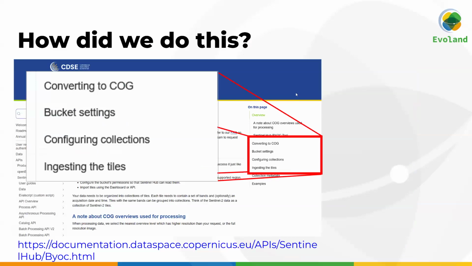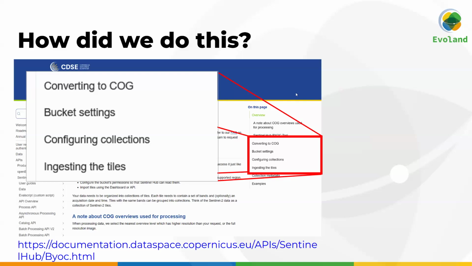And to use that, simply what we had to do was converting our data into cloud-optimized geotiffs. That was quite straightforward because most prototypes already had the results stored as TIFFs, so we just had to convert them into geotiffs. Then we had to set the bucket settings so that the service could access our data, as we had the data from the beginning of the project already stored on a CDSE bucket. That part was also very easy.